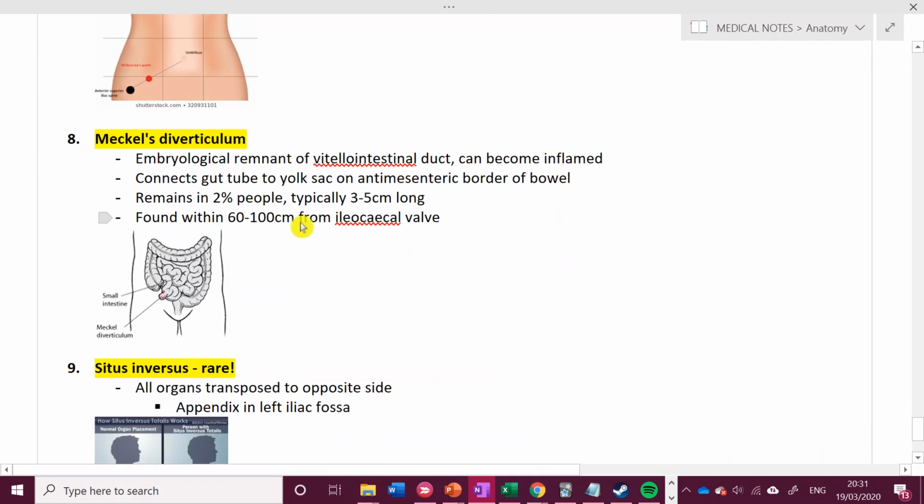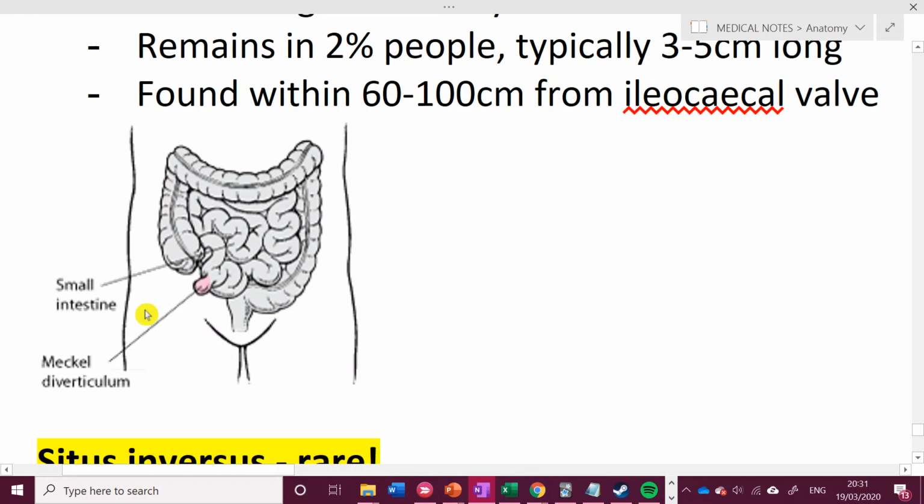Then Meckel's diverticulum is an embryological remnant of the vitello-intestinal duct. That's here, and it can be inflamed. So this in the embryo connects the gut tube to a yolk sac on the antemesenteric border of the bowel, and it disappears after birth, but it can remain in some people, 2% of people. It's typically 3 to 5 centimeters long, and it's found within 60 to 100 centimeters from the ileocecal valve.